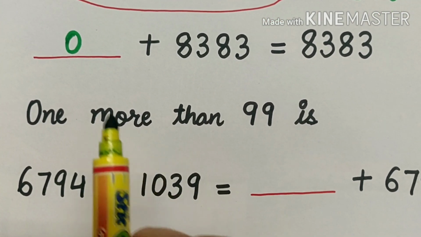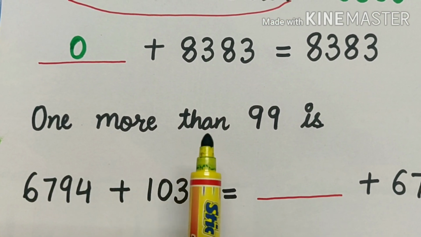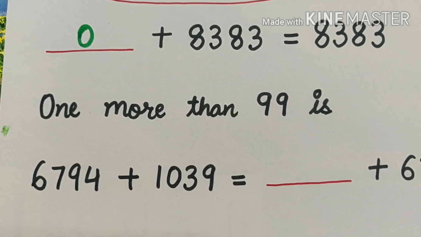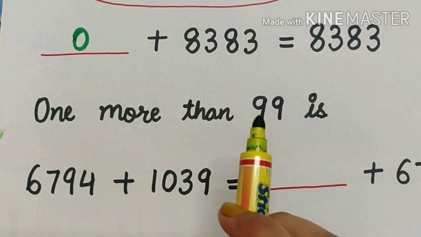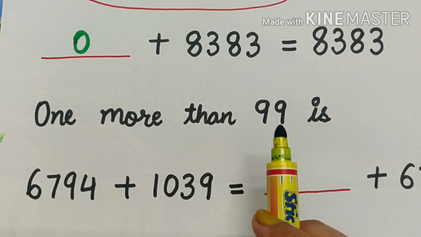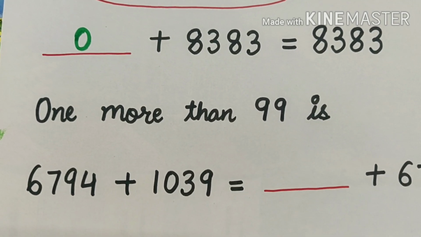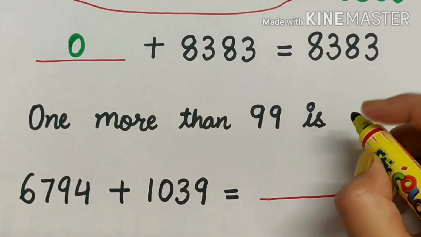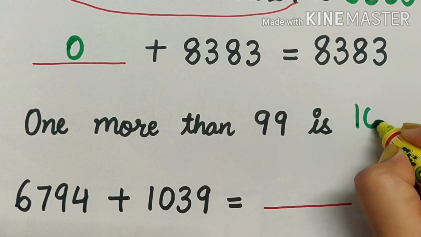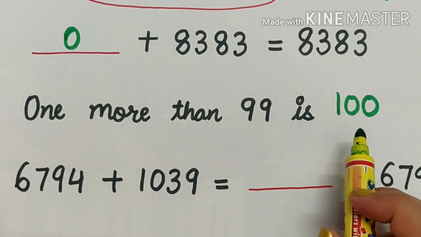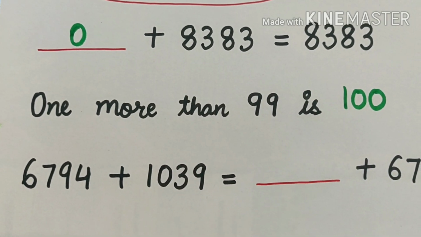Now next question is, 1 more than 99 is? More than is again telling us that we have to add 1 to this number. What comes after 99? 100. Very good. So if you will add 1 to this number, you will get 100.